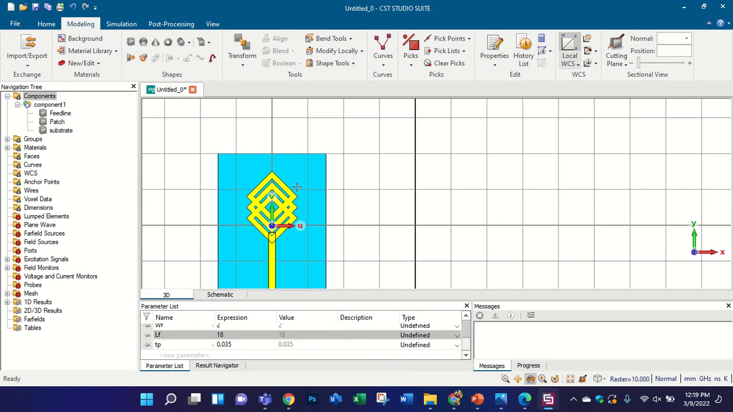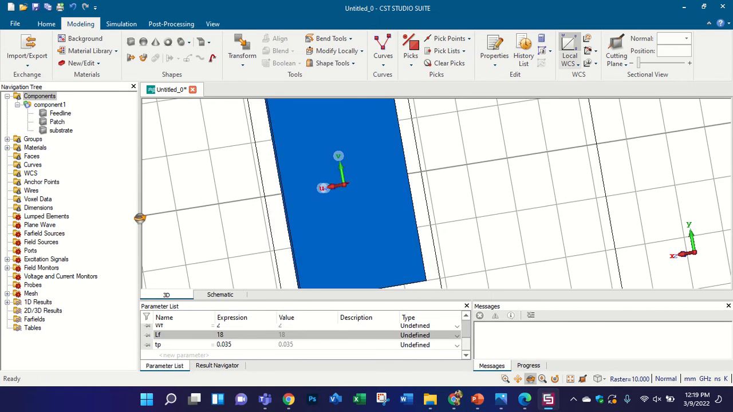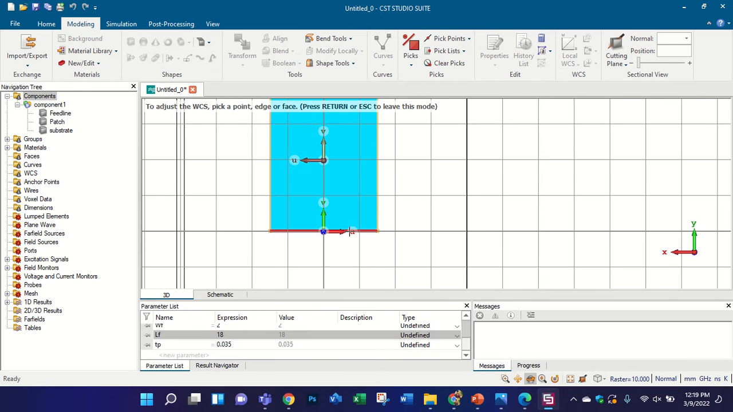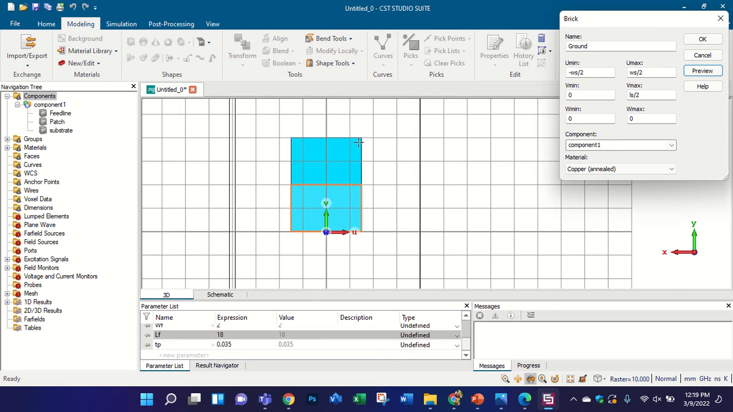We have created the patch. Now we are going to create the ground plane. A half ground plane. The width is the same as the substrate, and the length is the substrate length by 2. We are not taking the full length of the substrate.